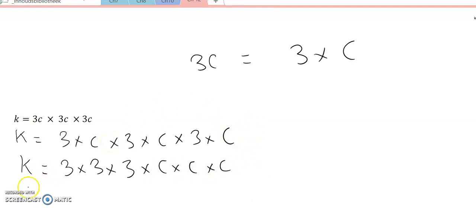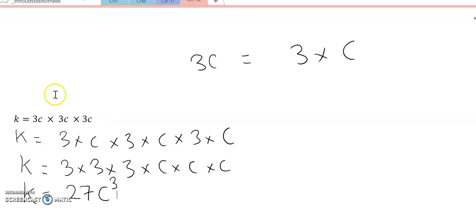And now you can shorten this formula. You can calculate 3 times 3 times 3, which is 27. And we have c times c times c. And that is just, the base would be c, and we have 3 of them, so the exponent will be 3. 27c to the power of 3. And this is the shortest way to write this formula.